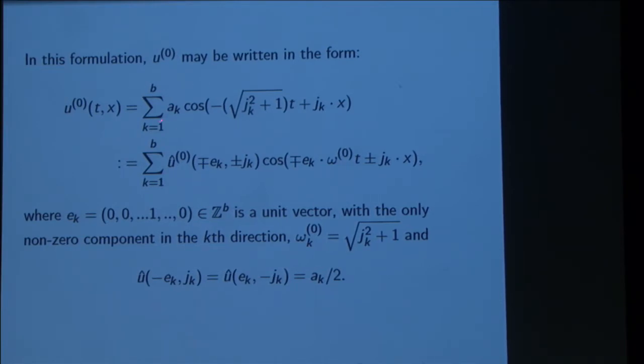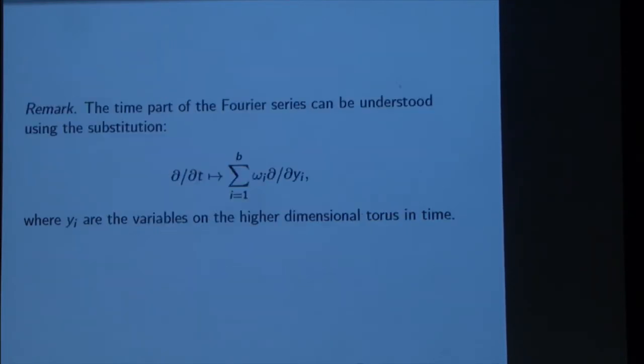Okay, so I rewrite this. For cosine, you only have the base vector for the linear solution. For the nonlinear problem, you are going to bring up higher harmonics, which I call n. Essentially, that's what happens. I really apologize for the notation, but this is the idea. And I make a remark: the time part of the Fourier series can be understood using the substitution partial t goes to omega partial omega on the torus. It's a standard thing.